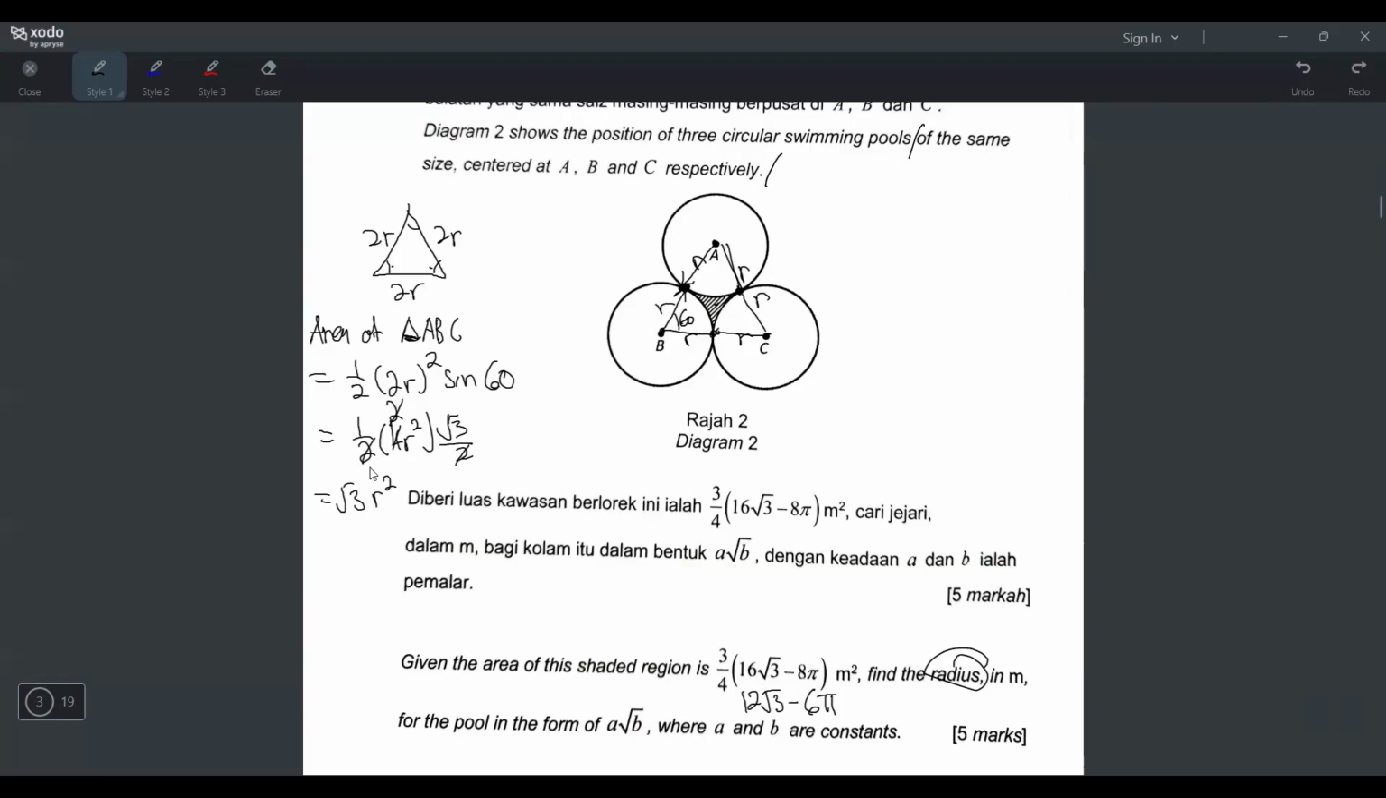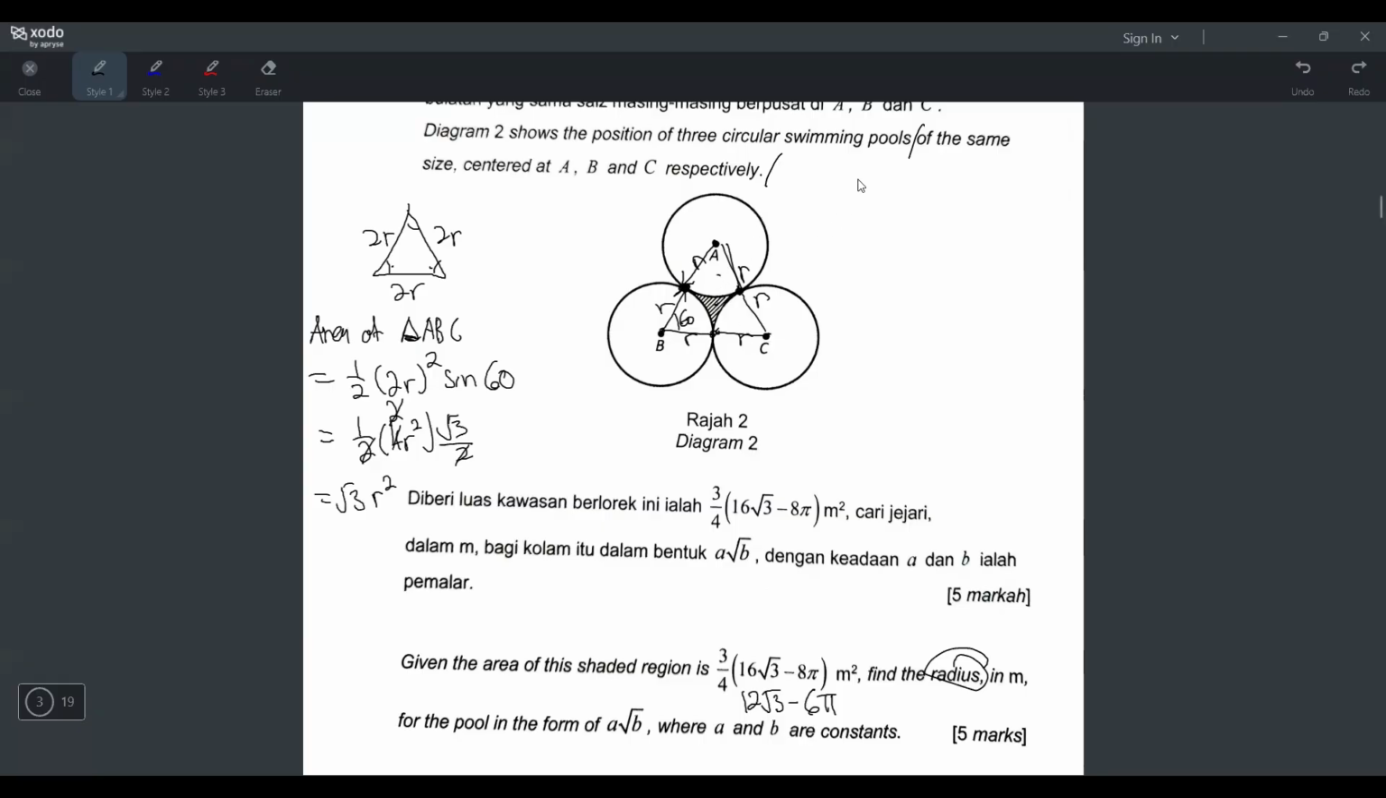But what do I need to find? I need to find the area of the shaded region. So how to find it? After getting the area of the triangle, you can subtract these three shapes. And what do we call these three shapes? We call them sectors, right? They are all sectors. Sector, sector, sector.